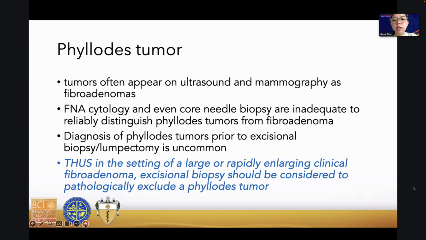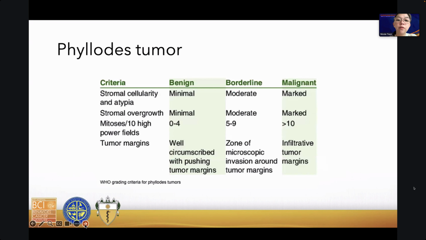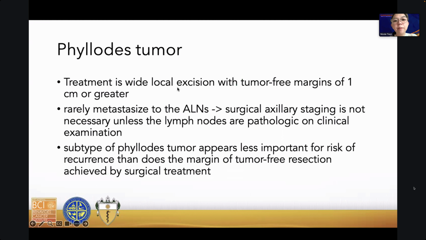FNAB and core biopsy are really inadequate to reliably distinguish a phyllodes tumor from a fibroadenoma, and the diagnosis is usually from an excision. So in the setting of a large or rapidly enlarging clinical fibroadenoma, excision biopsy should be considered to pathologically exclude a phyllodes tumor. These are the different types of phyllodes tumor based on their cellularity and atypia, stromal overgrowth, the number of mitoses, and the margins. Treatment is by wide local excision with 1 cm margins.